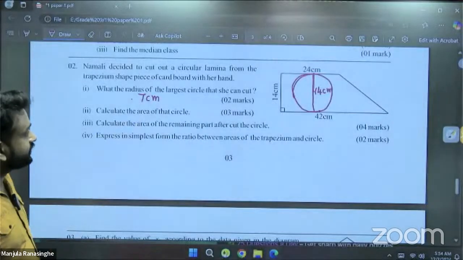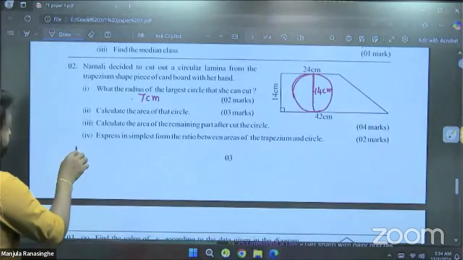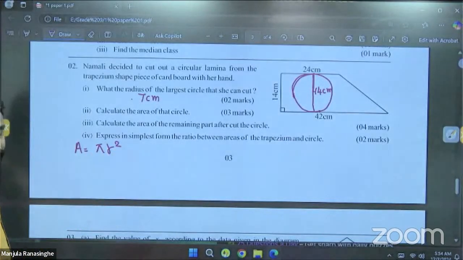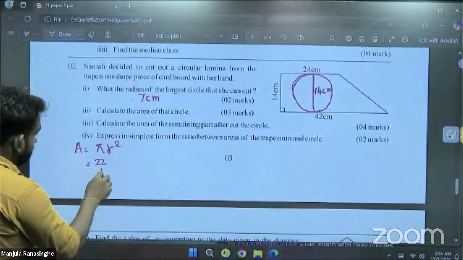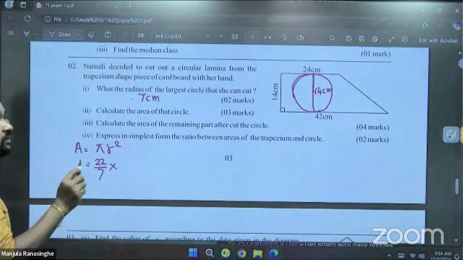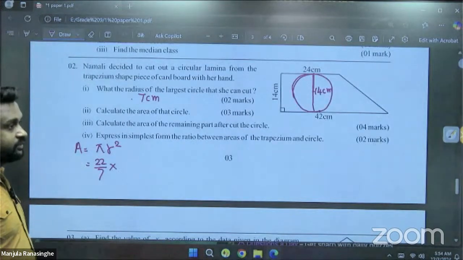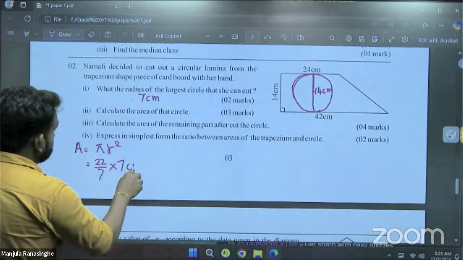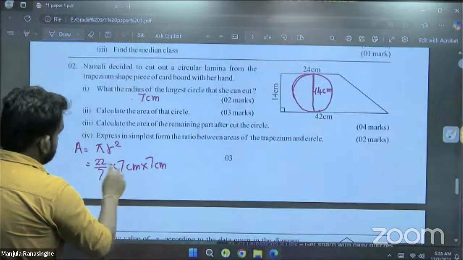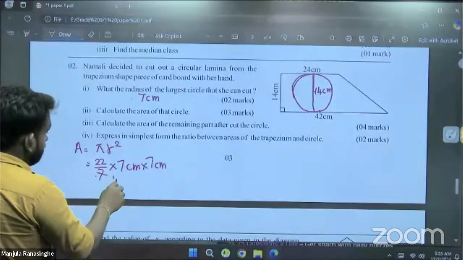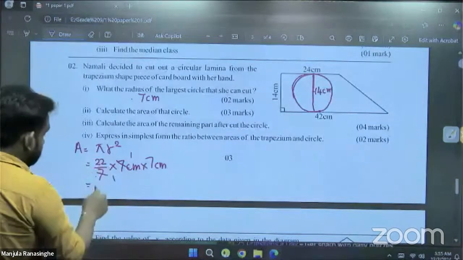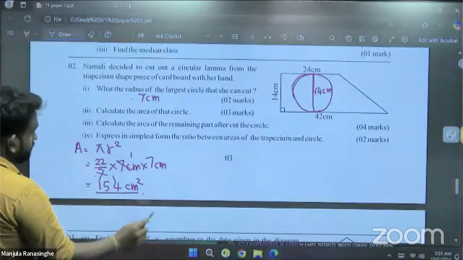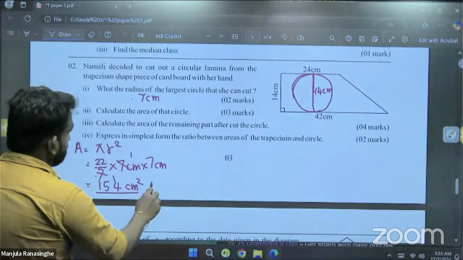Calculate the area of that circle. You know that the area of a circle has the formula πr squared. For π we substitute 22 upon 7, into r squared. Then r is 7 centimeters, 7 into 7. 7 simplified, then 7 into 22 comes to 154. What is the unit? Square centimeters. Always keep the unit. For that one, 3 marks are given.